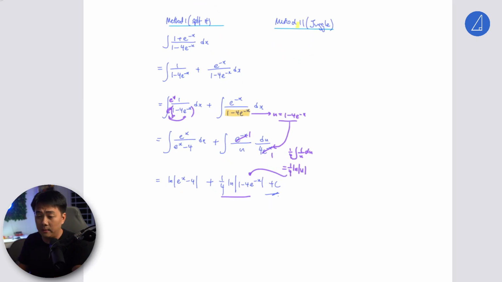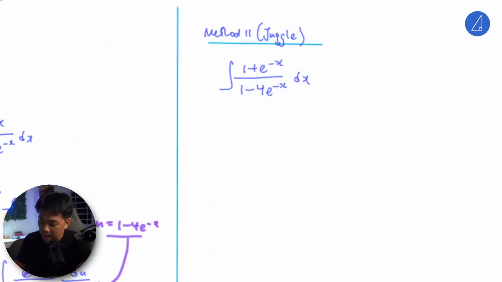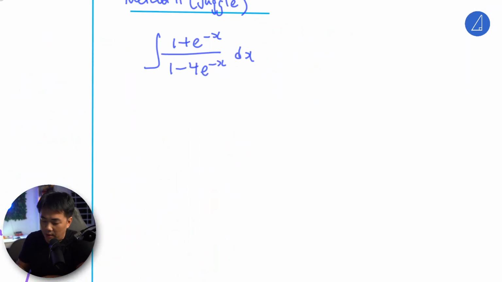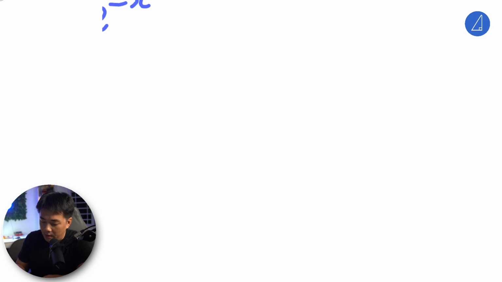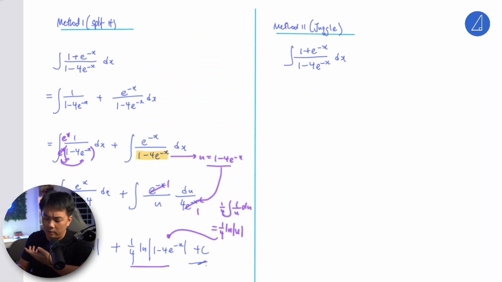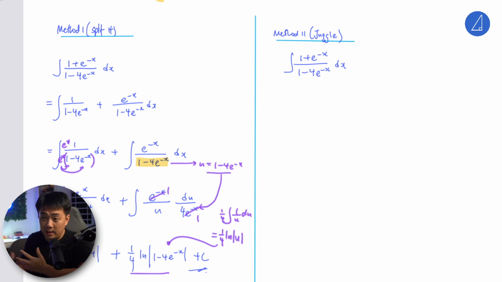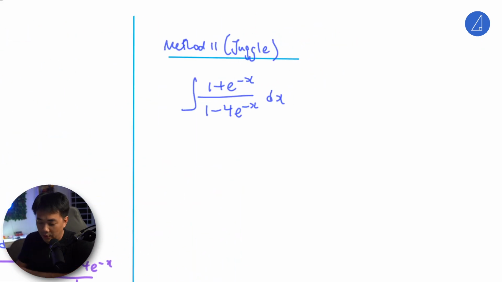What about the second method? For the second method, we just need to juggle. Both methods would require you to practice, right? So like I say, just go and search for 100 integrals online, H2 Math. You'll see our notes there. Just go and practice the questions there. In this case, what I need is a 1 minus 4e^(-x) there. So what I'm going to do is add a 0 pair: plus 4e^(-x) minus 4e^(-x).